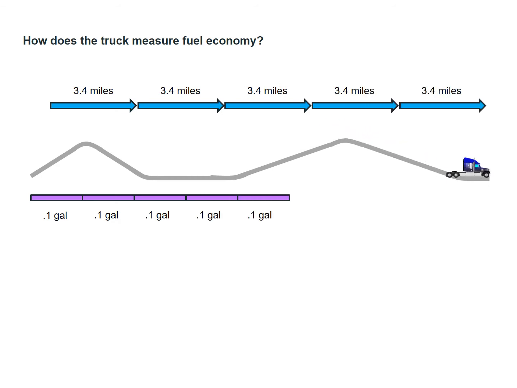Each fuel consumption interval has an amount of change in gallons, in this case 1/10 of a gallon. Also, each distance interval has an amount of change in distance, in this case 3.4 miles. Now let's think about how these fuel consumption intervals correspond to the distance intervals.